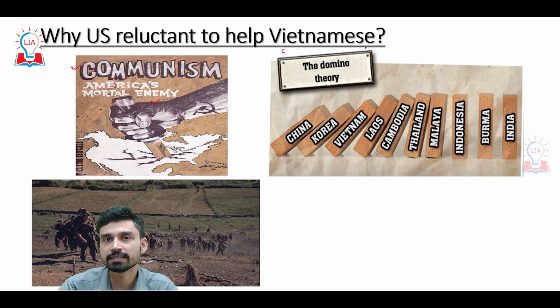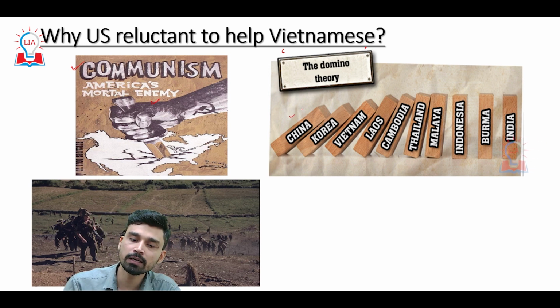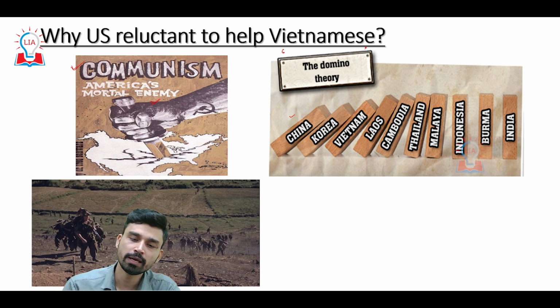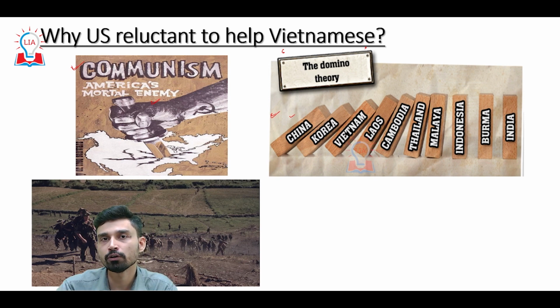Domino theory basically stated that if any one country in Asia fell to communism, there would be a domino effect. Suppose we have a lot of dominoes, and you push one domino. What will happen? The entire domino chain will fall down. So the Soviet Union, we can say, is the origin point of communism.